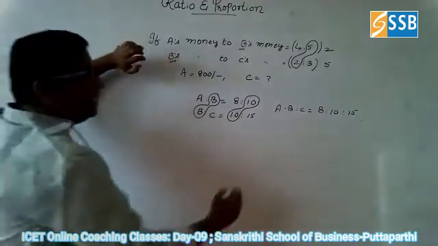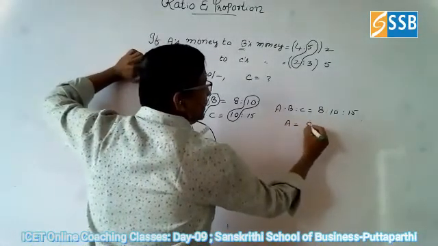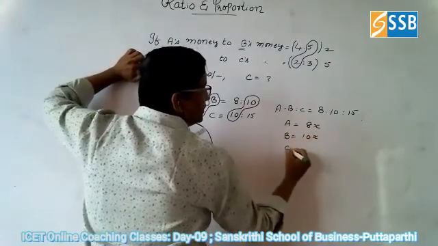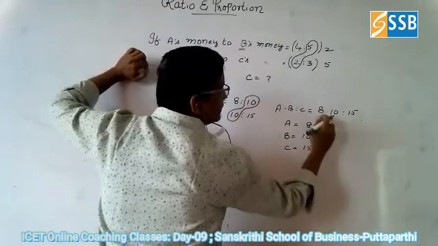So A's part is equal to 8x, B's part is equal to 10x, C's part is equal to 15x.